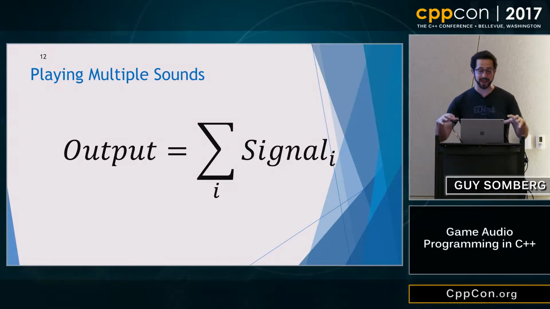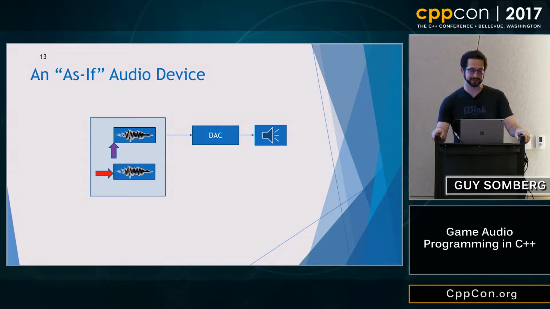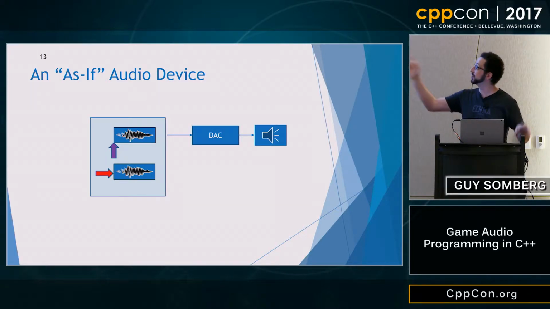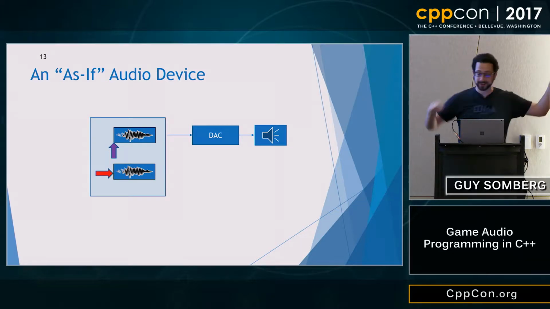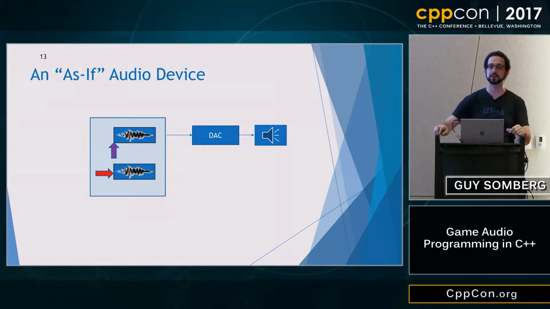So now we have a way to play a single sound, multiple sounds together. How do we actually get it out to the output device? And here's an as-if audio device. I'm not an artist, so it was the best I could do in PowerPoint. We have on the left-hand side, a speaker. And in the middle is a digital to analog converter. This is your sound device, your sound card, audio card, goes by various names.